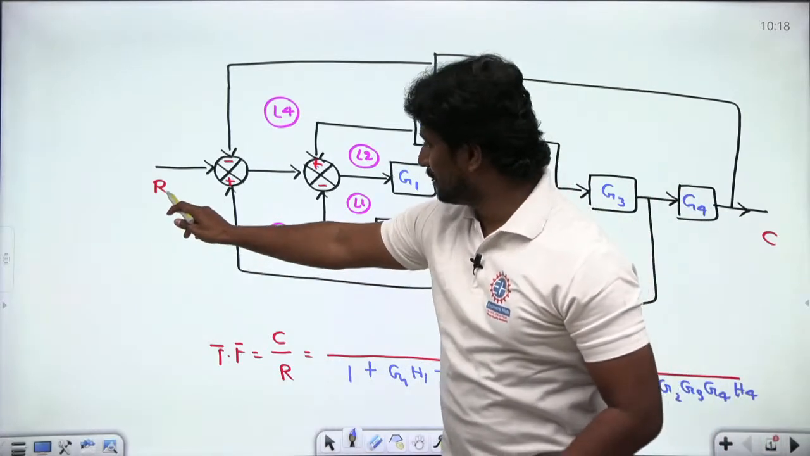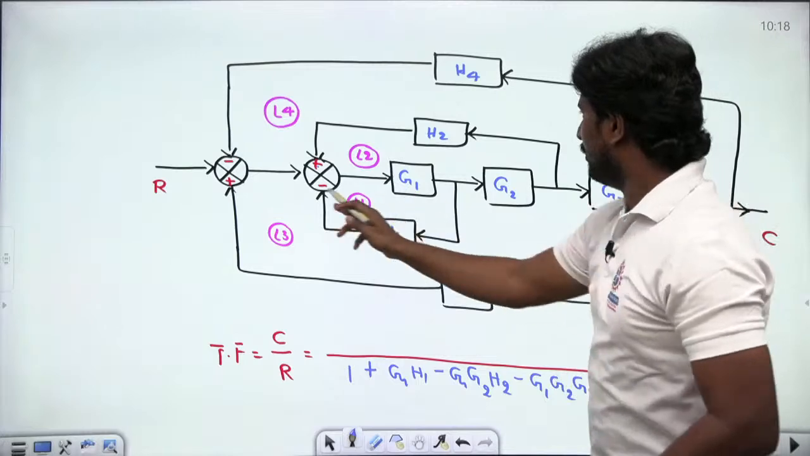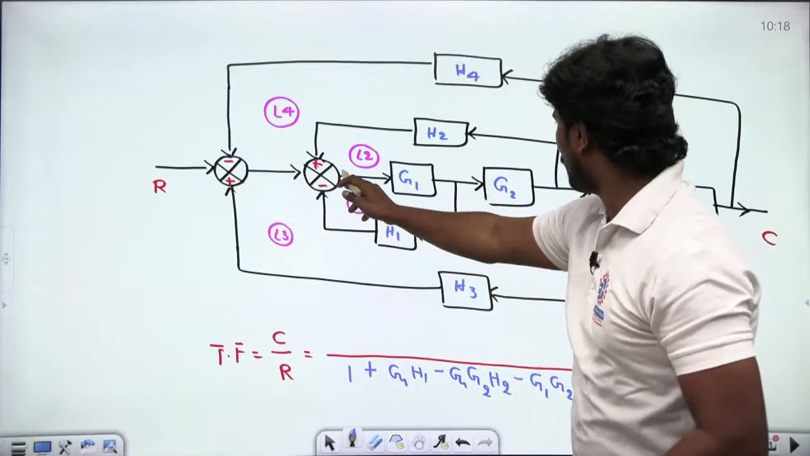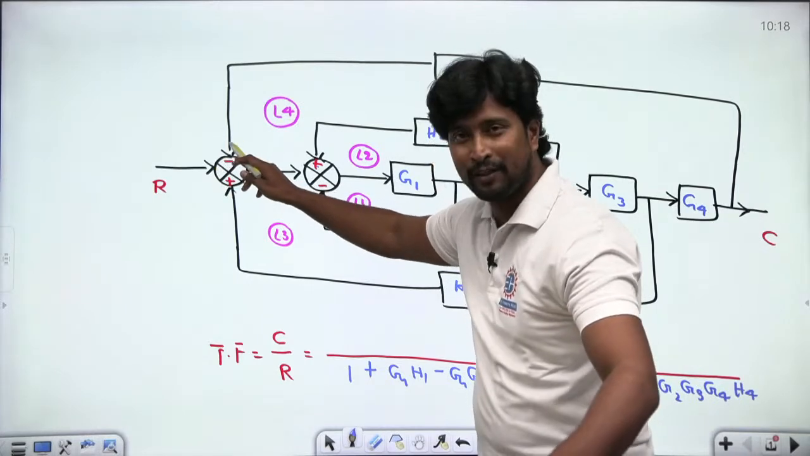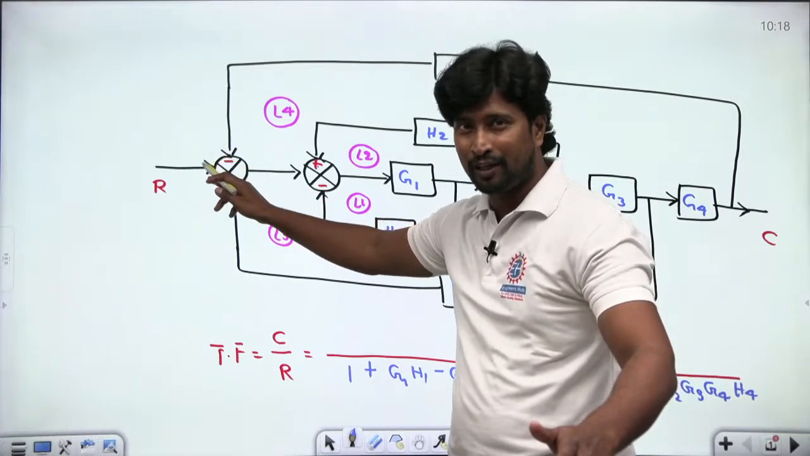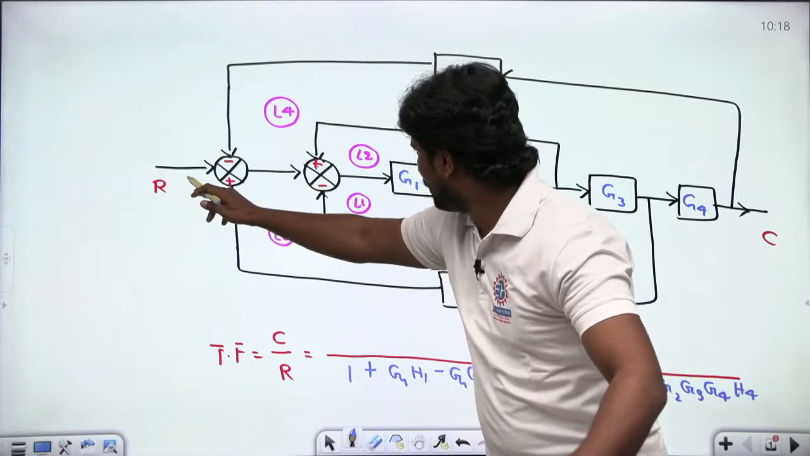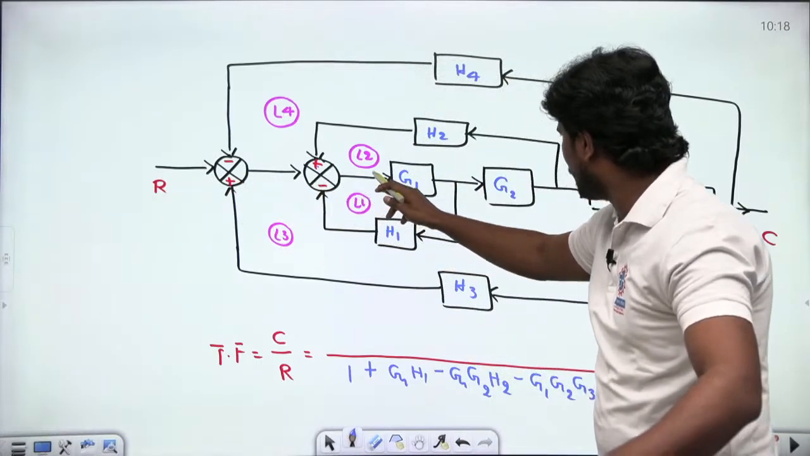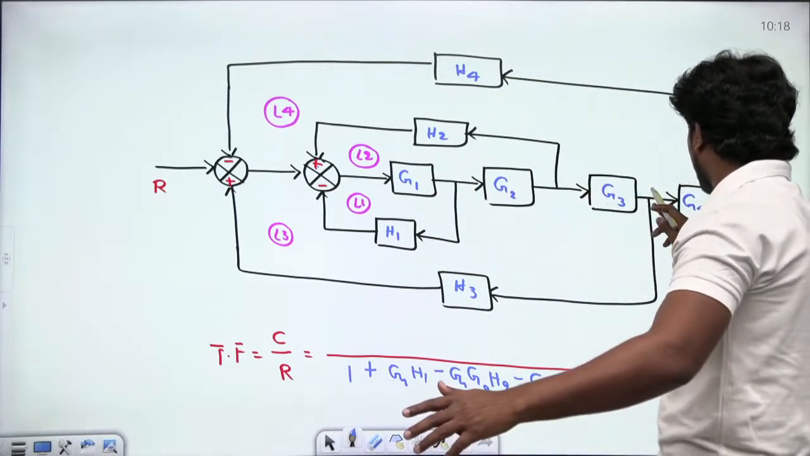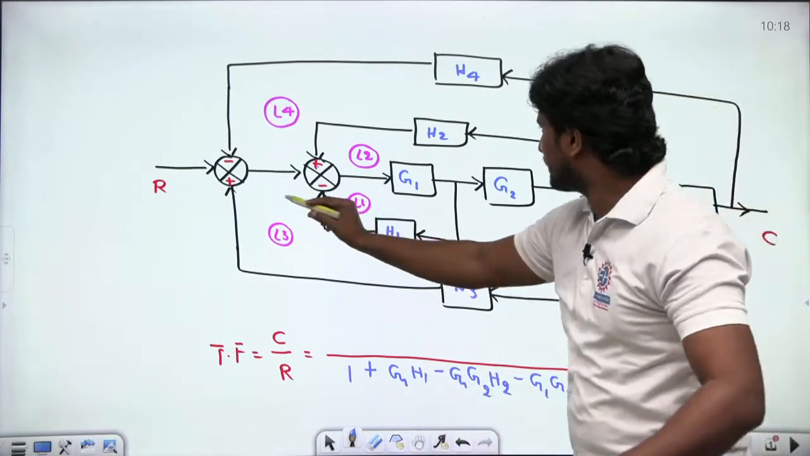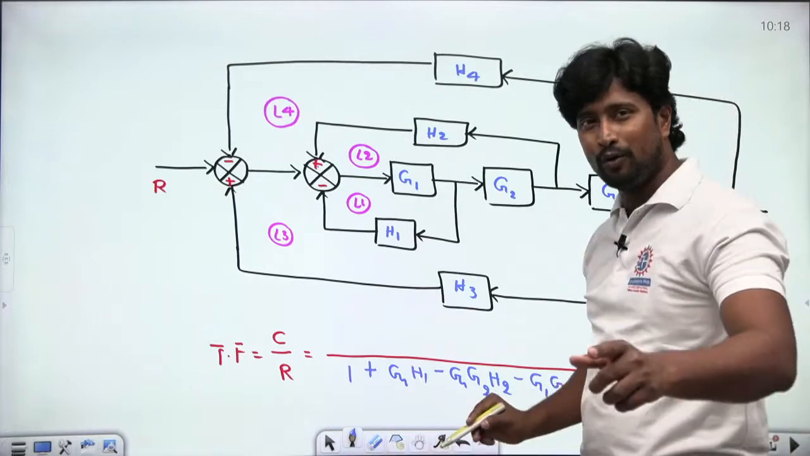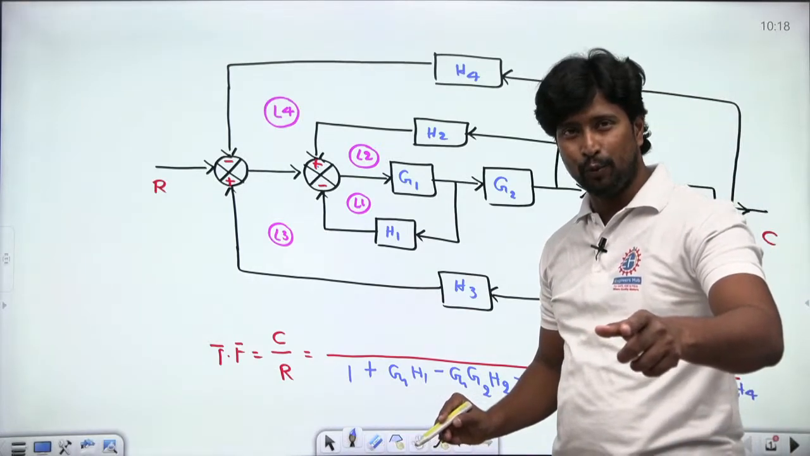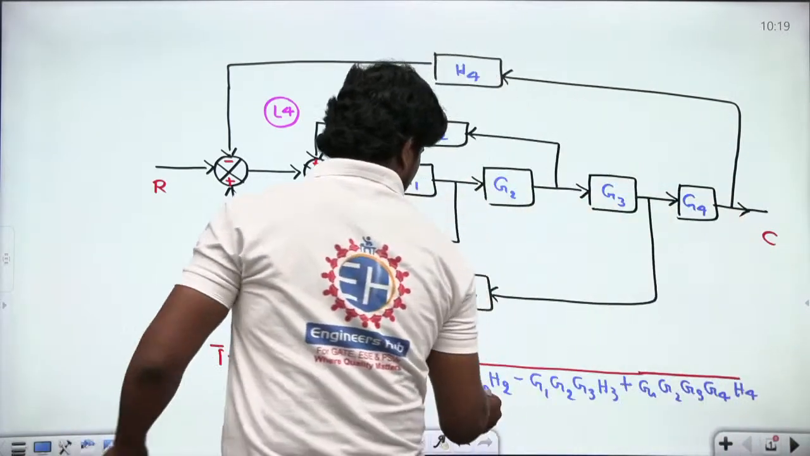Guys, observe it. This is the input and this is the output. From input to output, how many forward paths are here? For example, if you consider this one, this is the opposite direction. So that is not a forward path. And guys, carefully observe it. We have only one single forward path. Are you clear? So what is that forward path? G1, G2, G3, G4. Hope you're connected. Right? Now see once.